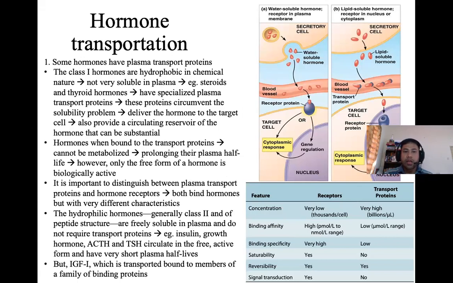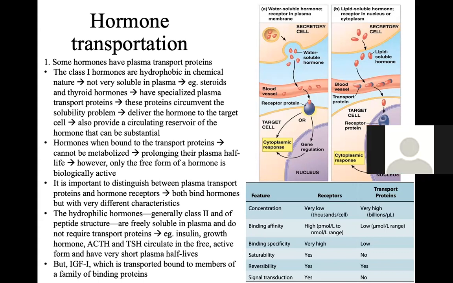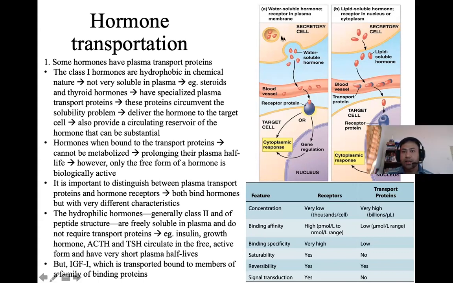All right, so they have a specialized plasma transport protein. This protein circumvents the solubility problem. It means that with the help of the transport protein, the hormone can be transported easily, regardless of the structure. For example, on the right hand side, you can see the lipid soluble hormones in the image on top. They want to travel in the stream too, just like the water soluble ones.